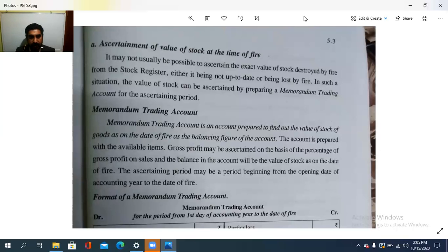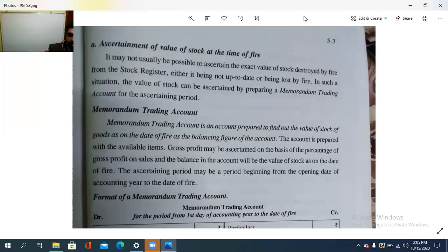ദിസ് അക്കൗണ്ട് ഈസ് പ്രിപ്പയർഡ് വിത്ത് അവൈലബിൾ ഐറ്റംസ്. ഗ്രോസ് പ്രോഫിറ്റ് മേ ബി അസർട്ടൈൻഡ് ഓൺ ദ ബേസ് ഓഫ് ദ പെർസെന്റേജ് ഓഫ് ഗ്രോസ് പ്രോഫിറ്റ് ഓൺ സെയിൽസ് ആൻഡ് ദ ബാലൻസ് ഇൻ ദ അക്കൗണ്ട് വിൽ ബി ദ വാല്യൂ ഓഫ് ദ സ്റ്റോക്ക് ആസ് ഓൺ ഡേറ്റ് ഓഫ് ദ ഫയർ. അപ്പം ഐറ്റംസ് എല്ലാം എഴുതി ഗ്രോസ് പ്രോഫിറ്റ് എന്ന് പറഞ്ഞാൽ സെയിൽസ് എന്നിട്ടുണ്ടാകും, അതിന്റെ ഇത്ര പെർസെന്റേജ് എന്ന് പറഞ്ഞ് അതും കാൽക്കുലേറ്റ് ചെയ്ത് കഴിഞ്ഞാൽ ബാലൻസ് വരുന്ന ഇതാണ് exact value of the loss of stock by fire.